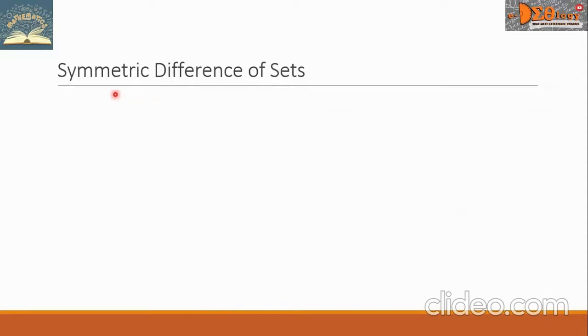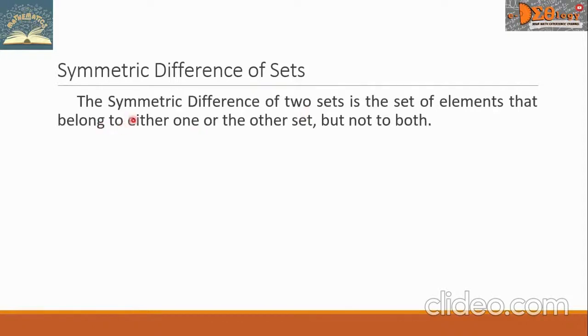Let us now discuss symmetric difference of sets. The symmetric difference of two sets is the set of elements that belong to either one or the other set, but not to both. The symbol is A delta B. The elements are the variable x, such that x is an element of A exclusive or x is an element of B.